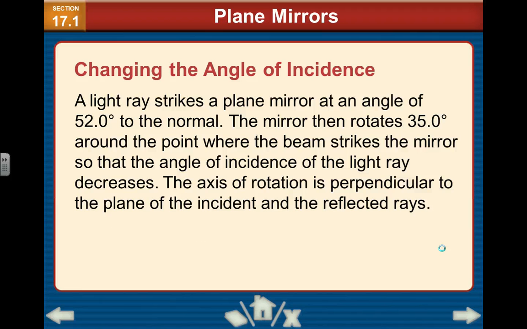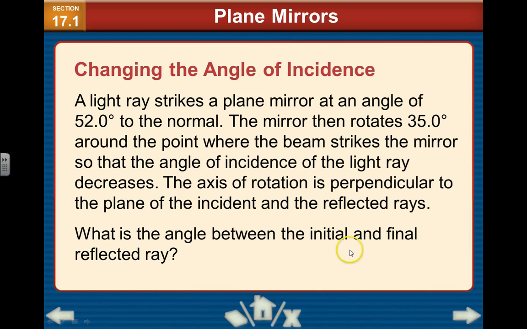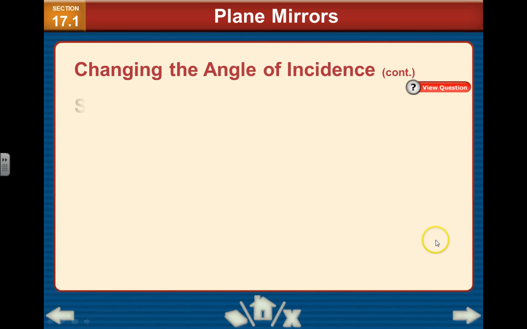Okay, we talked about this in class. If we have an incident ray of 52 degrees and we rotate the mirror 35 degrees, what's going to happen to the new reflected ray, and what's the angle between the initial and the final reflected ray? So what was the initial reflected ray and the final reflected ray?